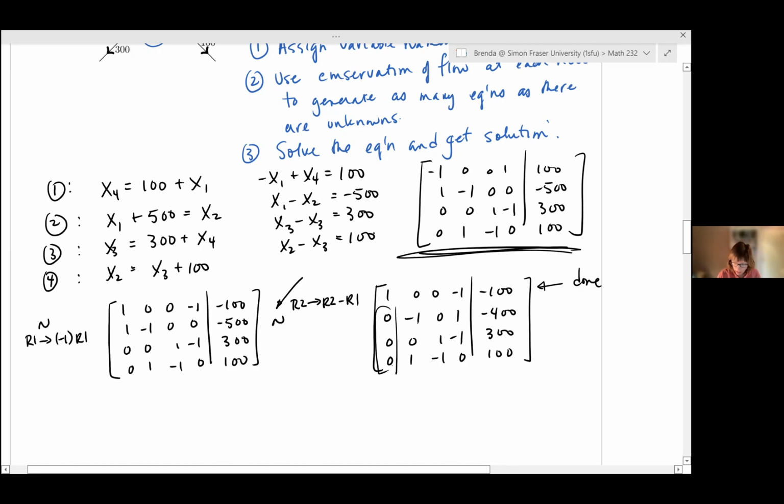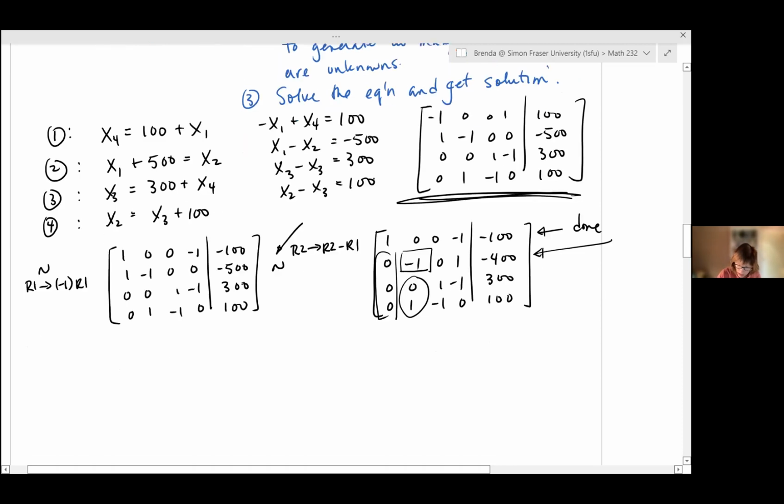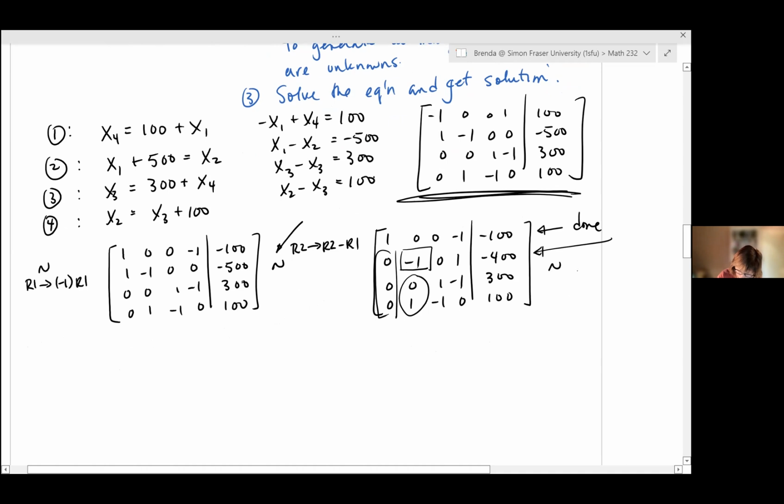So the next thing we're going to do is focus on this row here. Our idea is to make both of those entries there zeros. And in fact, we want to also make this entry a 1. Okay, so I'm going to first do that. I'm going to multiply R2 by minus 1. This is a time-consuming procedure to do by hand.